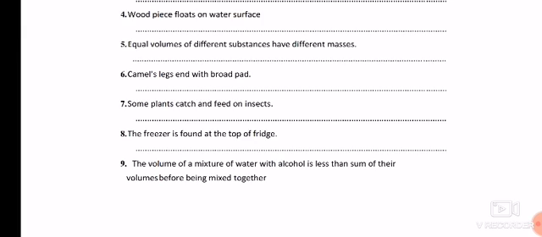Number 9. The volume of a mixture of water with alcohol is less than the sum of their volumes before being mixed together. Why? Because some of the alcohol molecules disappear between the water molecules.